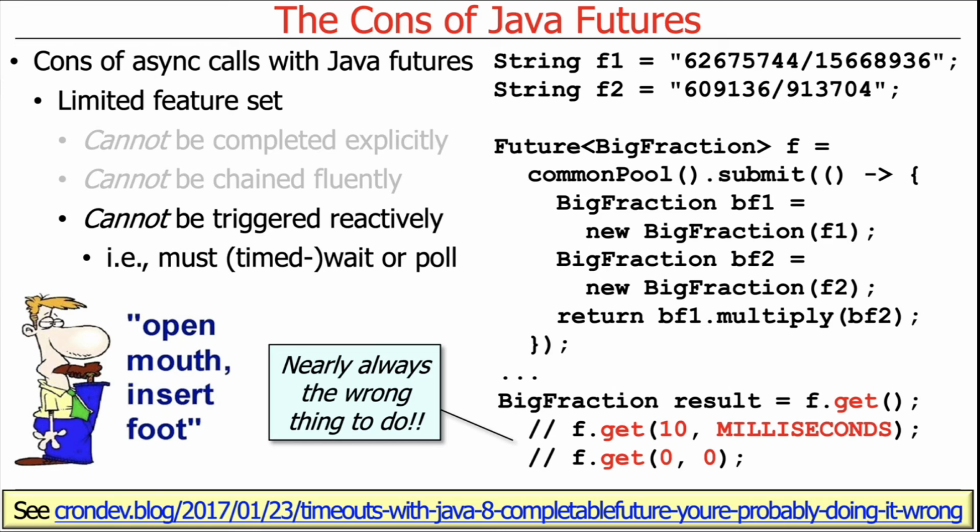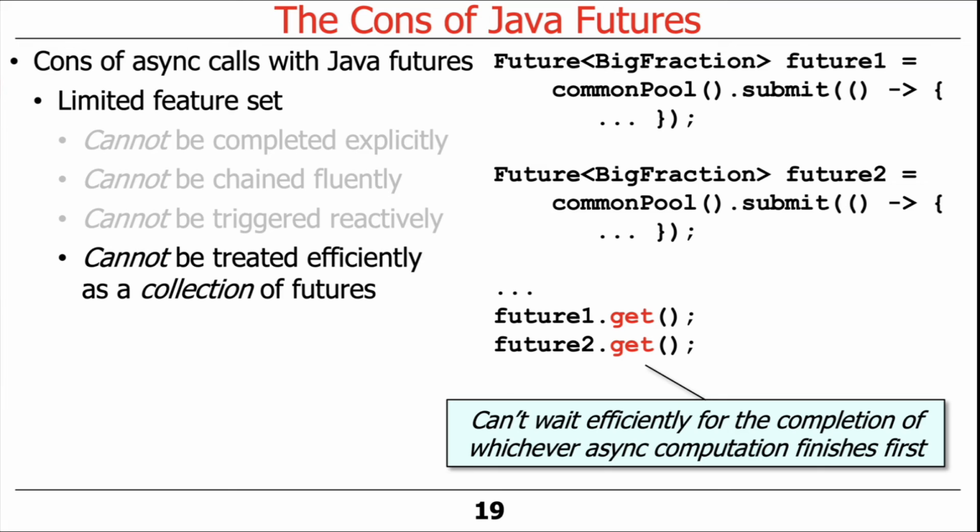And if you start using timed operations, like wait for 10 milliseconds or doing polling, return right away if I can't get what I'm looking for, that's almost always the wrong thing to do, because it's very hard to anticipate how long you should wait. So either you're going to wait too long, in which case other parts of your program become non-responsive, or you're not going to wait long enough, in which case you're kind of spinning and neurotically asking the future, are you done? Are you done? Are you done? Very impatiently. So that's almost always the wrong thing to do. And that's all you can do with Java futures.